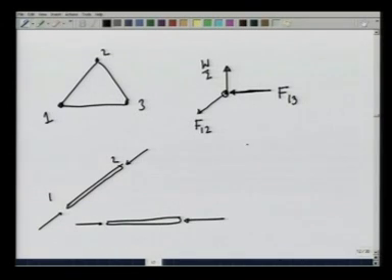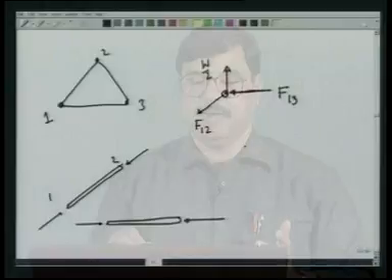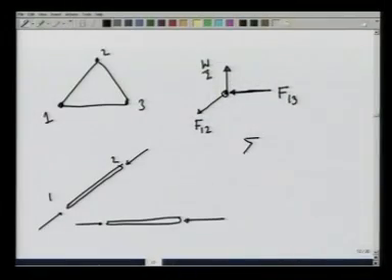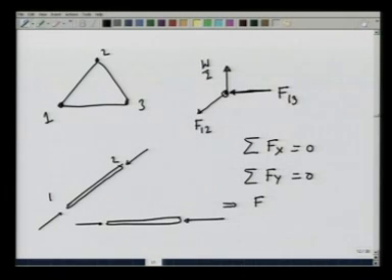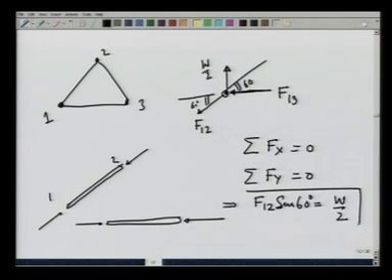Since the forces are acting at one particular point, I do not have to write the torque equation. The only thing I will write is that summation F x is equal to 0 and summation F y is also equal to 0. This gives me that F 1 2, this is 60 degrees, so would be this. So, F 1 2 sine of 60 degrees is equal to W over 2, and that gives me F 1 2.